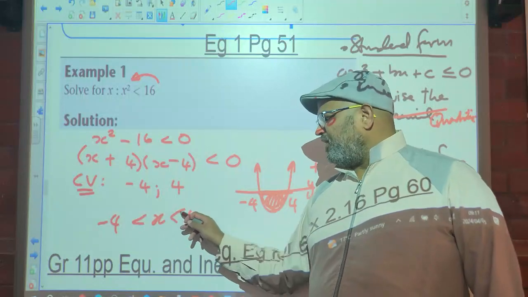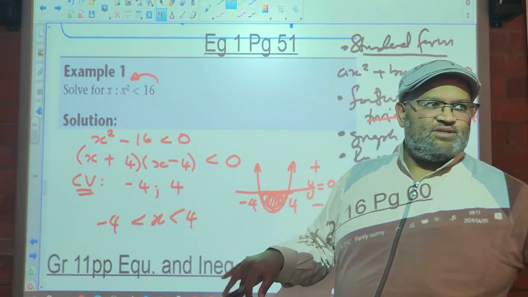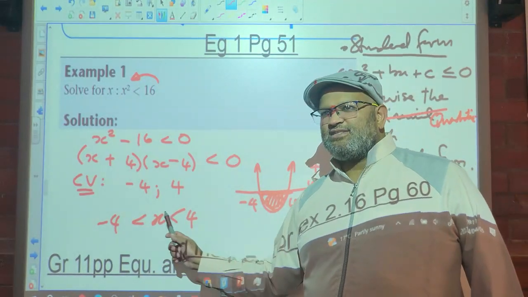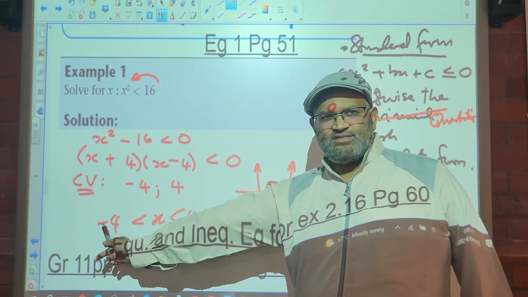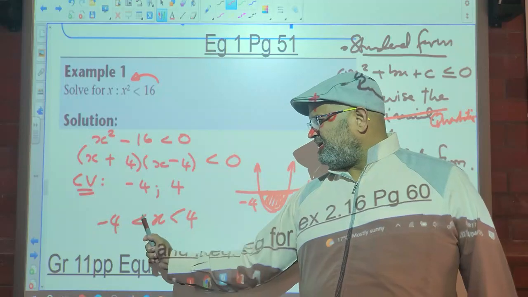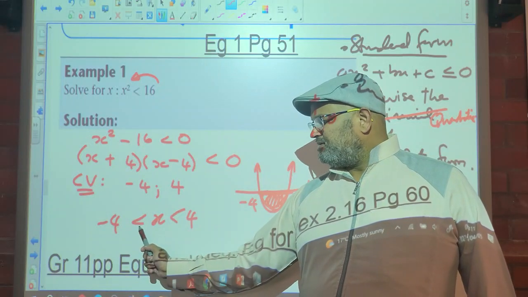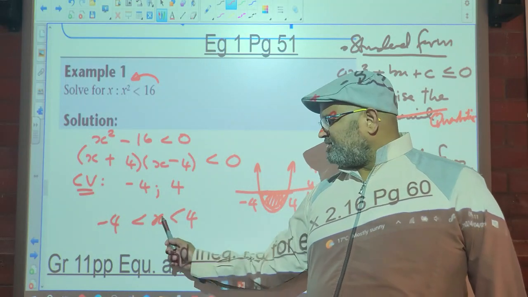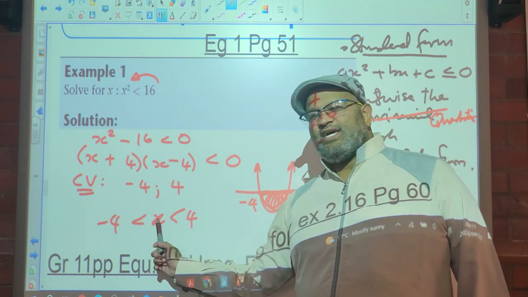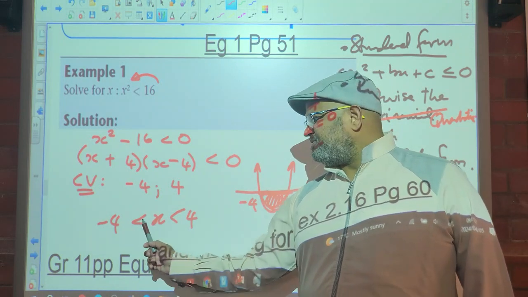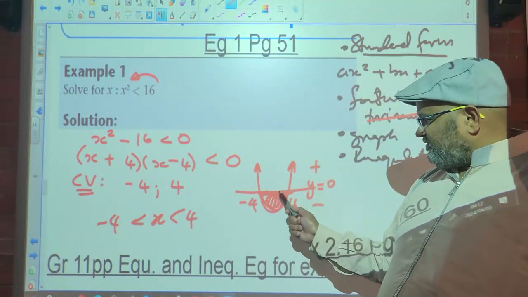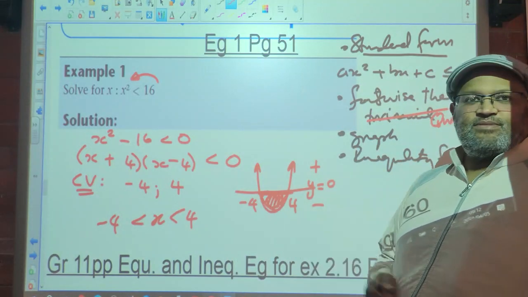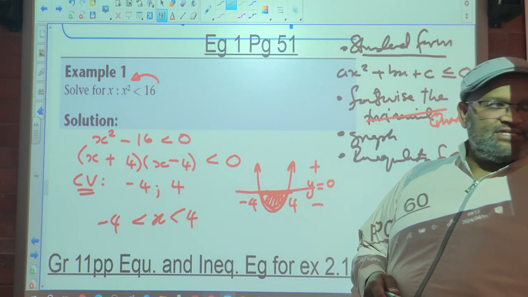You don't make both going to the x or both going away from it. It's always written like this, with the smaller one on the side. You guys understand? In other words, x must be? If it's open to the x, it's more than. So x must be more than negative 4, and x must be less than 4. More than negative 4, but less than 4. You guys understand?